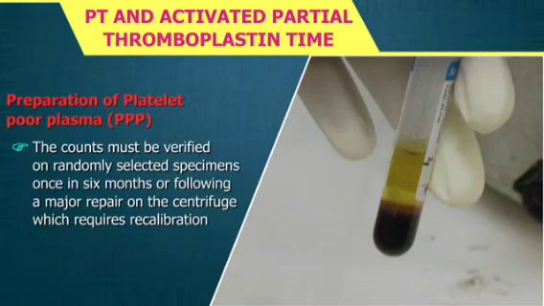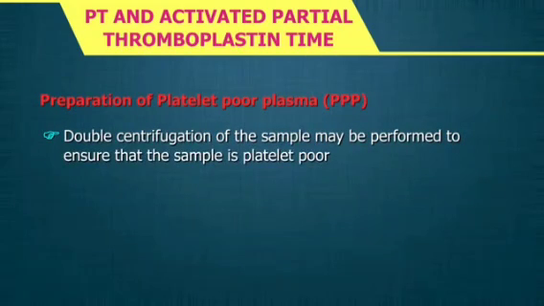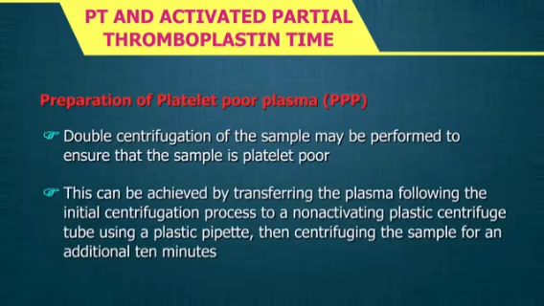The counts must be verified on randomly selected specimens once in 6 months or following a major repair on the centrifuge which requires recalibration. Use a swing-out bucket rotor to minimize the contamination of the plasma with platelets and other blood cells. Double centrifugation of the sample may be performed to ensure that the sample is platelet poor. This can be achieved by transferring the plasma following the initial centrifugation process to a non-activating plastic centrifuge tube using a plastic pipette, then centrifuging the sample for an additional 10 minutes.